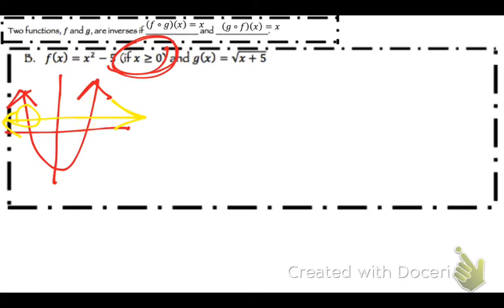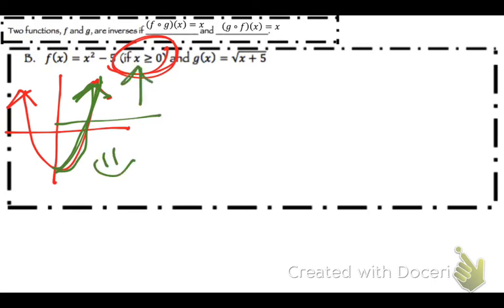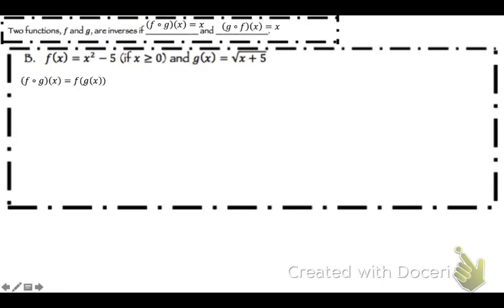But if we just look at when x is greater than 0, so if we just look at the right side right here, that does pass the horizontal line test. So that is why it's just greater than 0. Okay? So we're going to do f of g of x and see if that will equal x. So I'm going to plug g of x into f of x. So I get the square root of x plus 5 squared minus 5, which is x plus 5 minus 5, which is just x. So we're good.